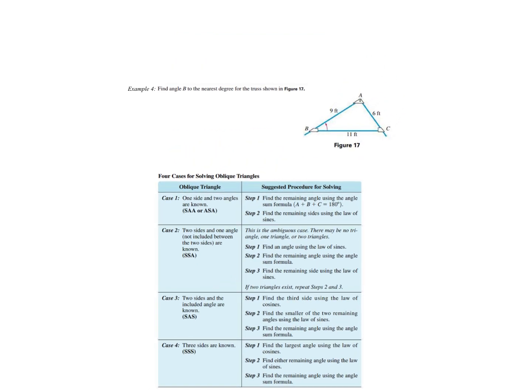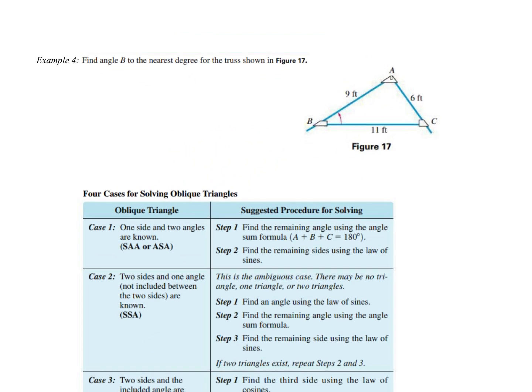The next problem says find angle B to the nearest whole degree. So if I'm going to find angle B, I start with B. B squared equals A squared plus C squared minus 2AC cosine of big B. So let's plug stuff in. B is across. This is B. This is A. This is C.